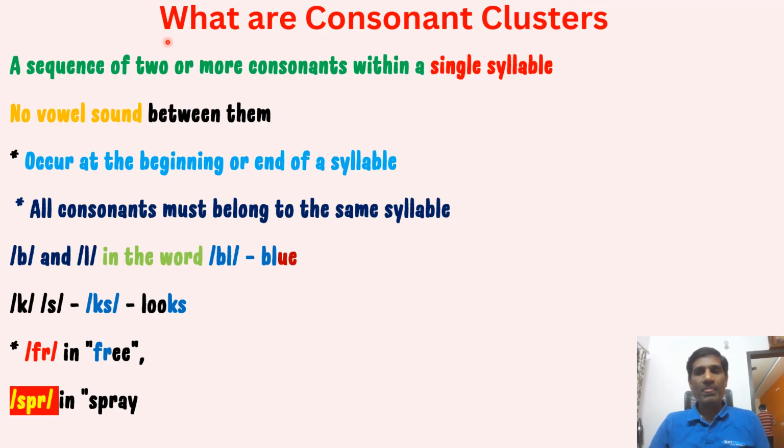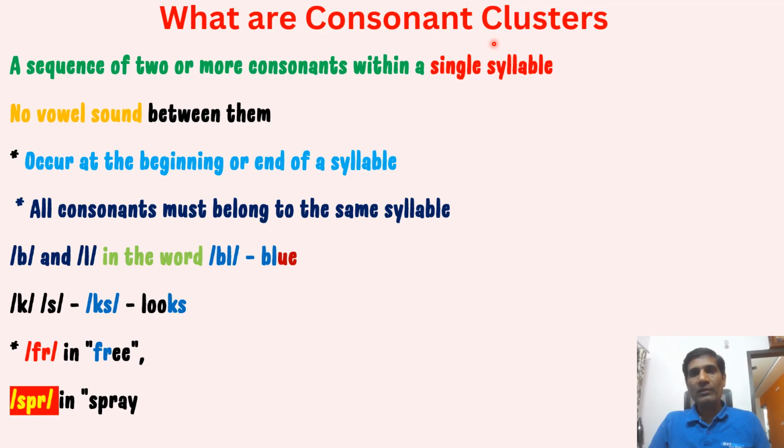As you know, English sounds are 44, phonemes are 44. They are categorized as vowels and consonants. Consonants are 24, vowels are 20, total sounds are 44. So let's see what consonant clusters are.